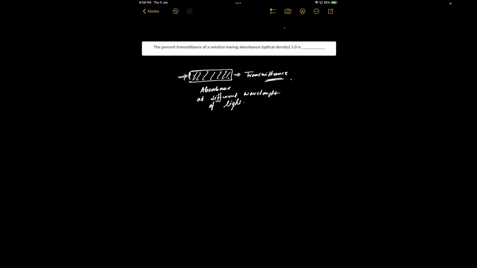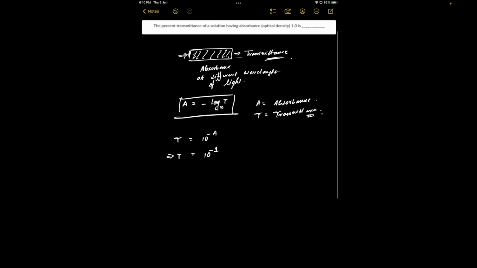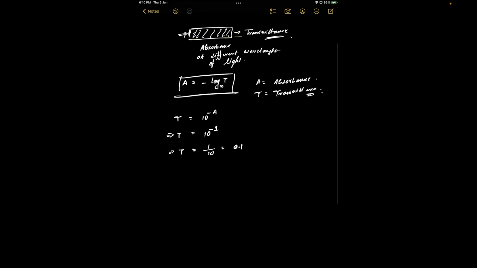So basically the relationship between the percent transmittance and the absorbance is A equal to minus log T. Log is basically 10 based, log 10 T. So here A is absorbance and T is transmittance. So we have to find out the T here. So T will be equal to 10 to the power minus A, right? A is given, A is 1 here, so 10 to the power minus 1. So T equal to 1 upon 10 equal to 0.1. So the transmittance value is 0.1. So percent transmittance will be just 10%, right?